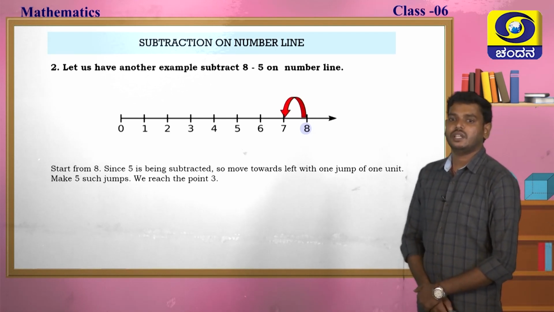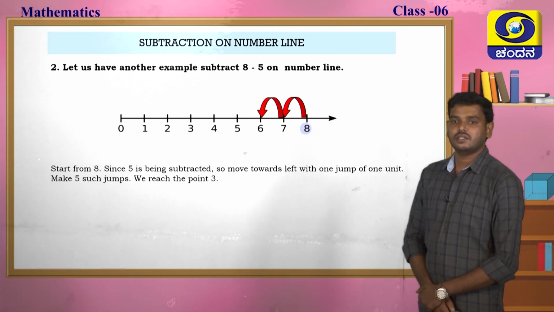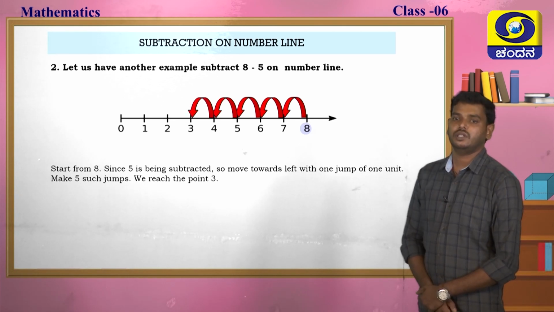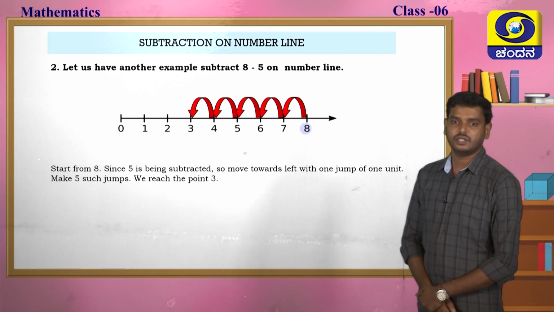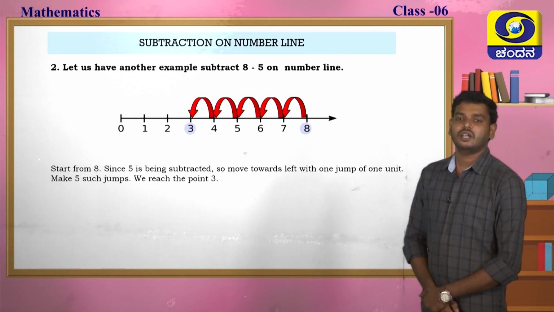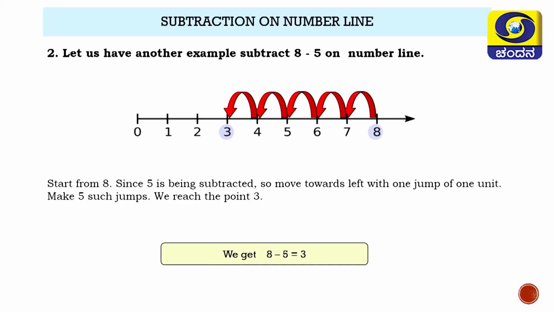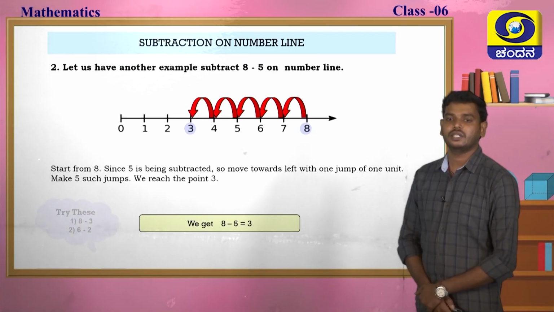So, now the first jump is 8 to 7, 7 to 6, 6 to 5, 5 to 4, 4 to 3. Yes, 5 jumps we have jumped towards the left. So, we have reached the number 3. We get 8 minus 5 is equal to 3. I hope you have understood the subtraction part on the number line, children.